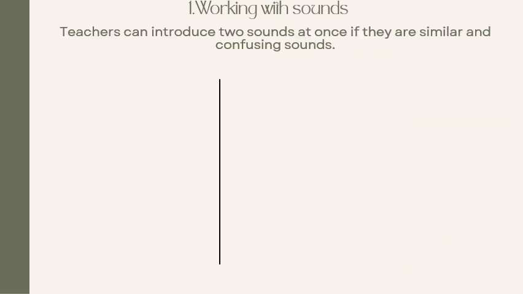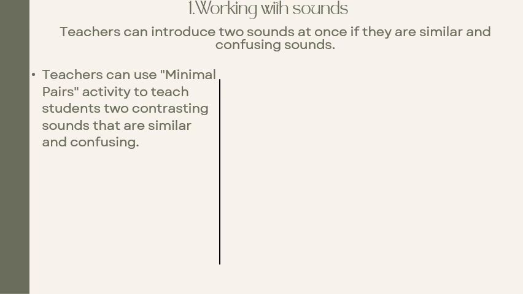Working with one sound at a time is considered appropriate for students and teachers, but there are cases where two sounds are so similar or so confusing that we can't ignore them. In this case, we can introduce to students two sounds that are similar or confusing at the same time. You can use minimal pairs activity to do so by giving them a pair of words that are very similar in sounds but different in spelling, to help them become more familiar and become aware that certain sounds are different.